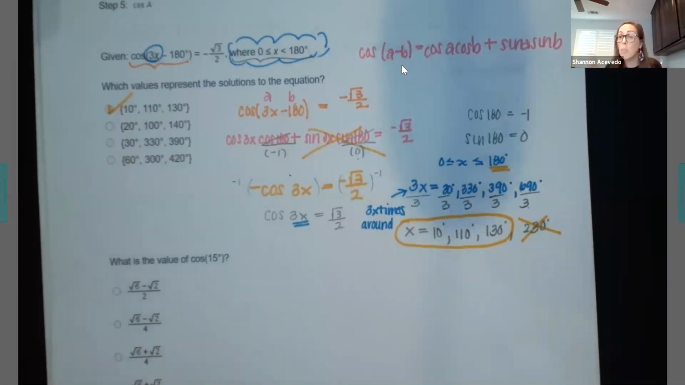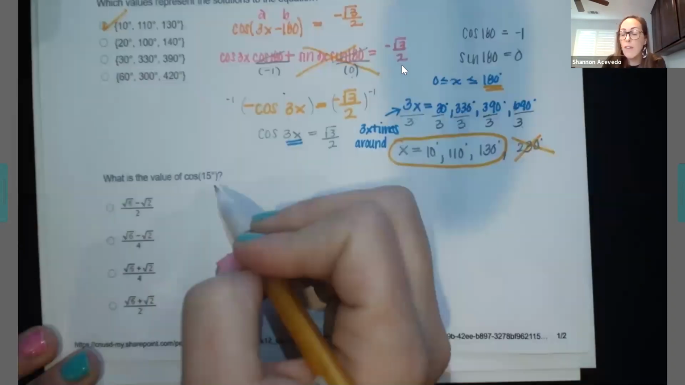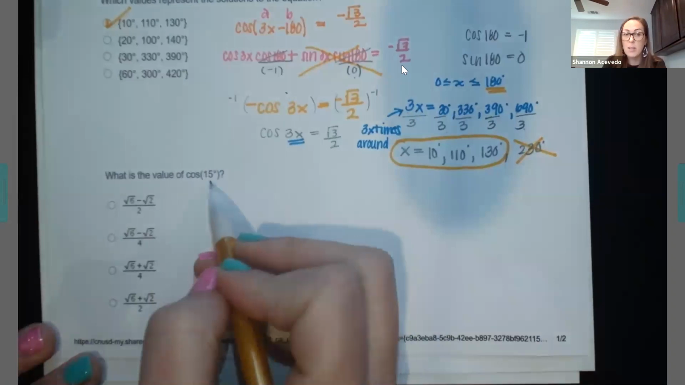I do have one more example that involves that. So hopefully the first time you see things, it's usually a little bit more difficult. And then it's easier. This one was in degrees, which is always easier for us to work with. The next one will be in radians. All right, so this one, it says, what is the value of cosine of 15 degrees?